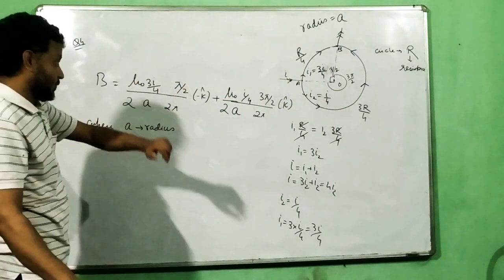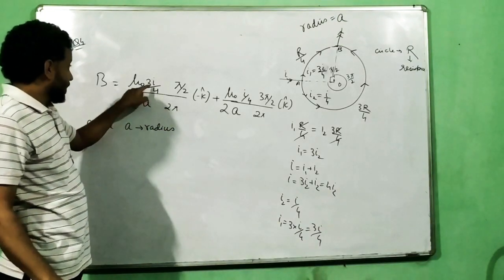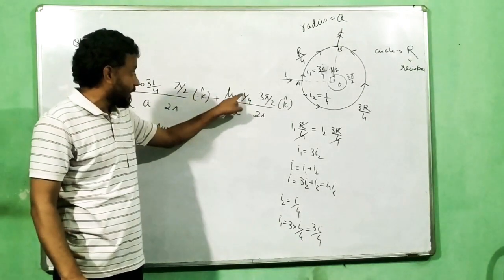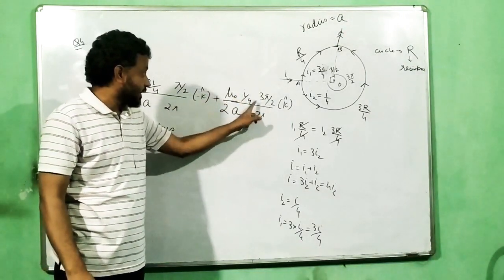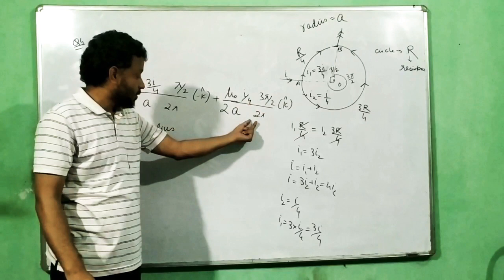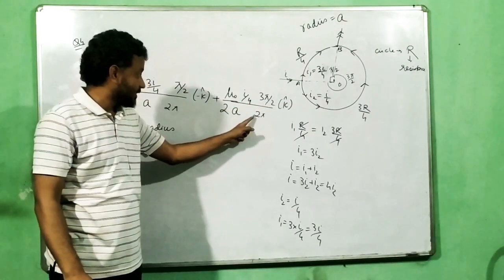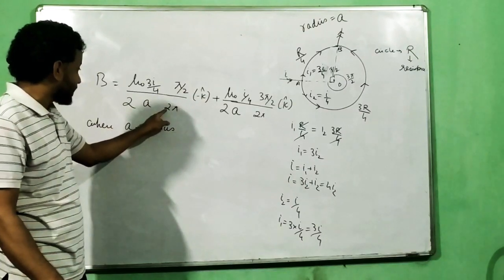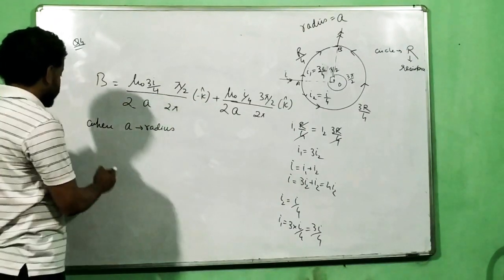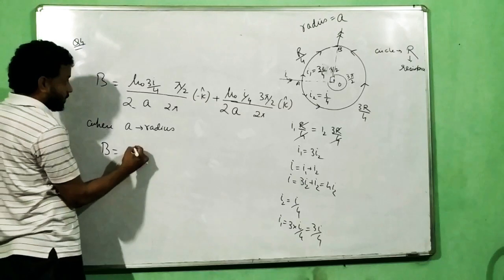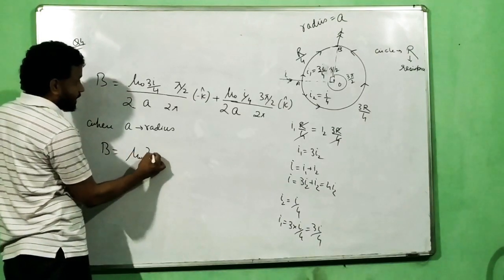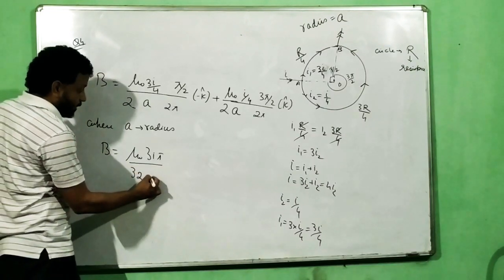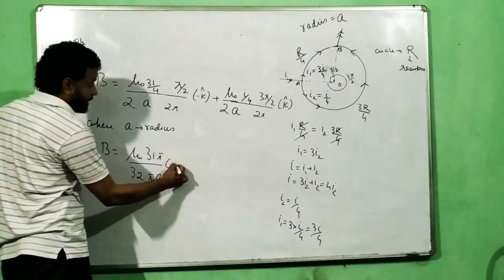Watch very carefully. Can you see in the numerator there is 3 here, 3I pi. Can you see here? It's 3I pi. 4 2s are 8, then 8 goes in the denominator, 8 2s are 16, 16 2s are 32. So the field here will be equal to mu naught 3I pi divided by 32 pi a, minus k cap.